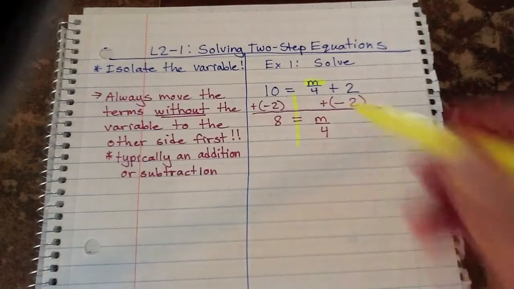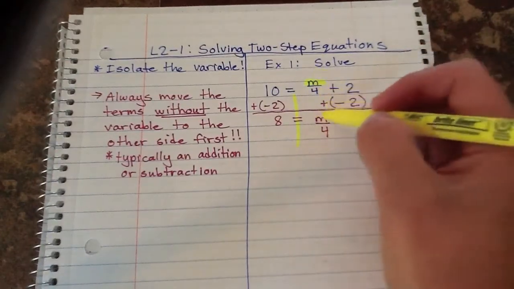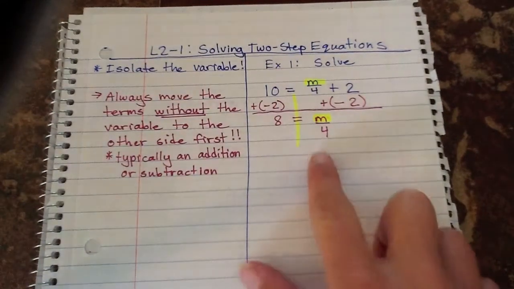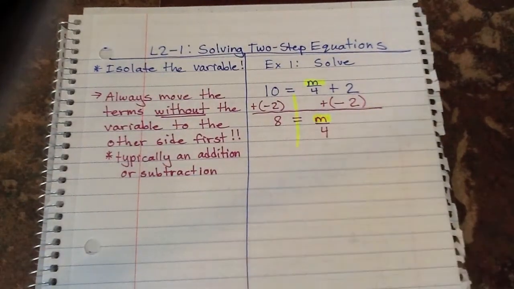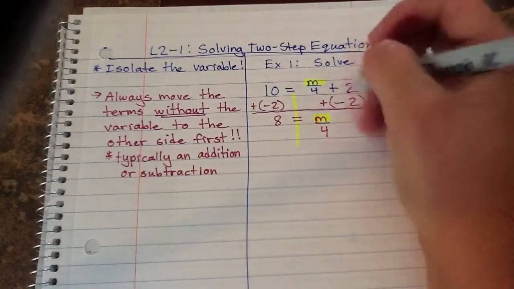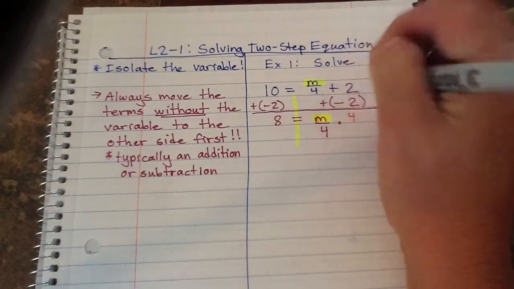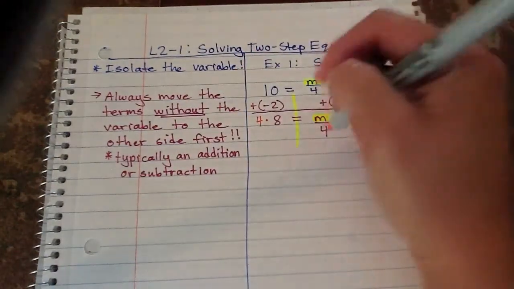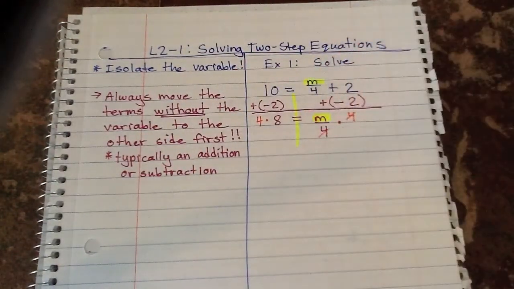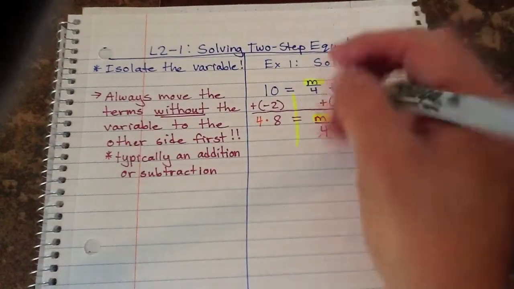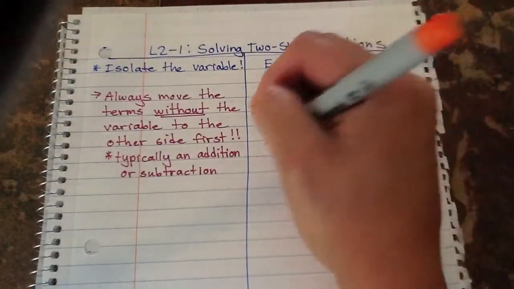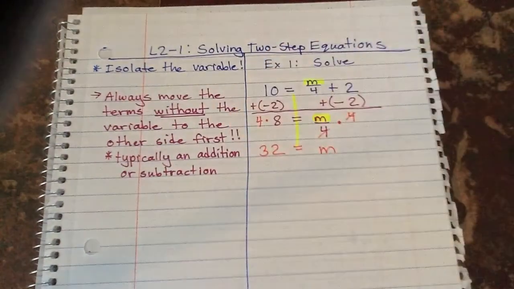Okay, I'm still trying to isolate this m. So now I need to move the 4, and I'm going to look at what operation 4 has to m. It's dividing, so I'm going to do the opposite, which is multiply. If I multiply this side by 4, I need to multiply that side by 4. These 4's become a 1. Now I have 1 times m, which is m. Over here I have 4 times 8, which is 32.